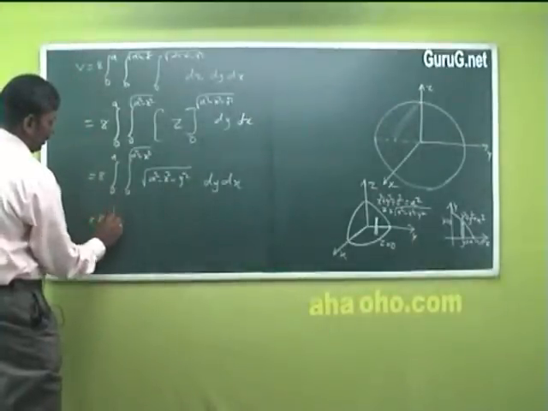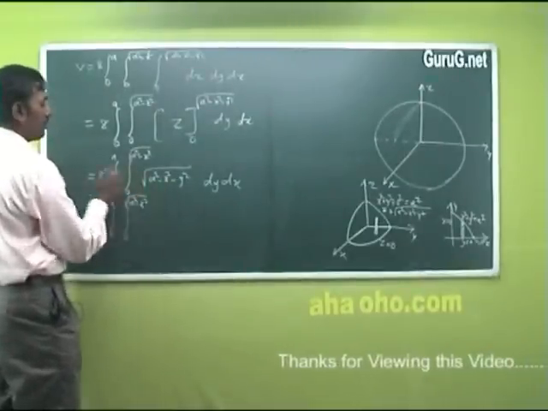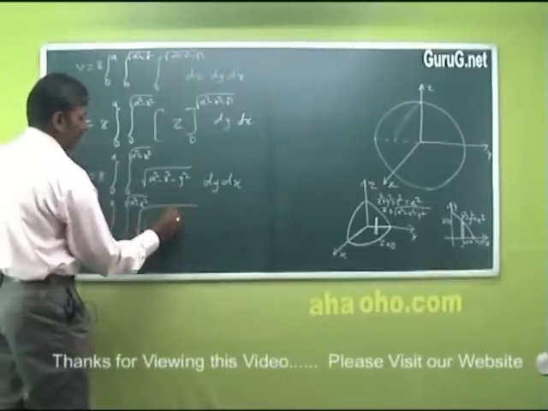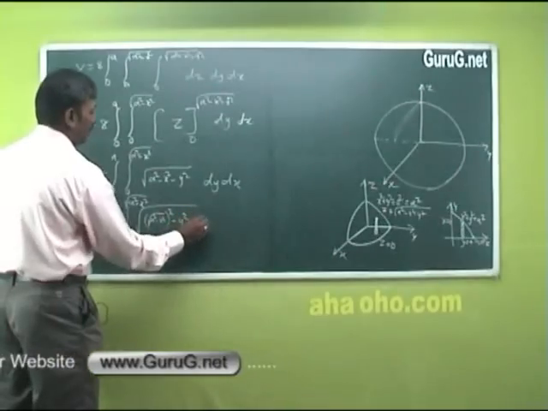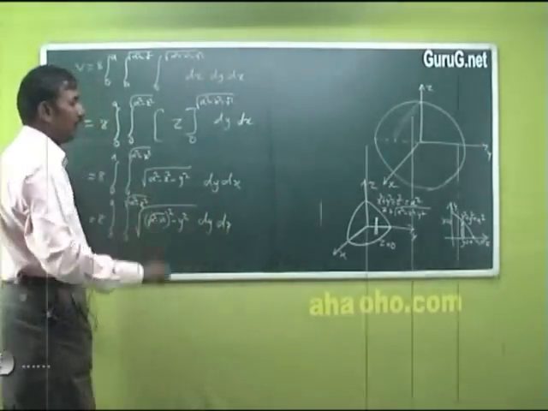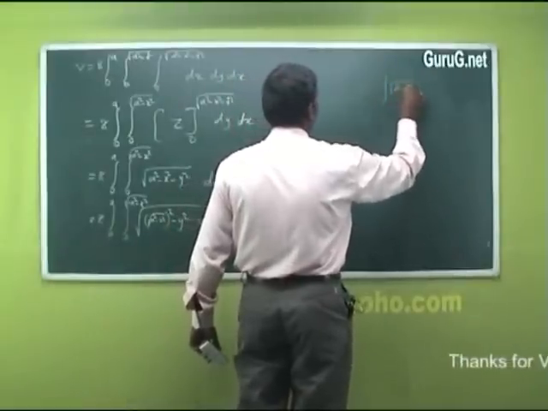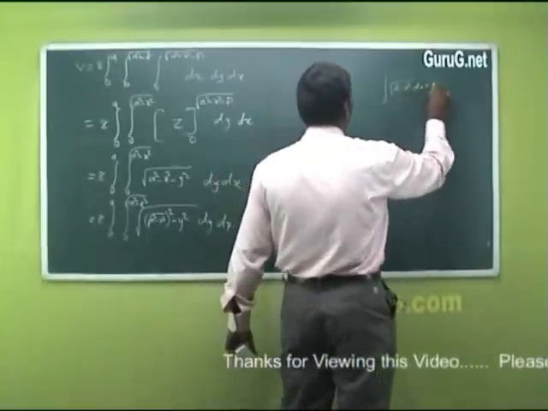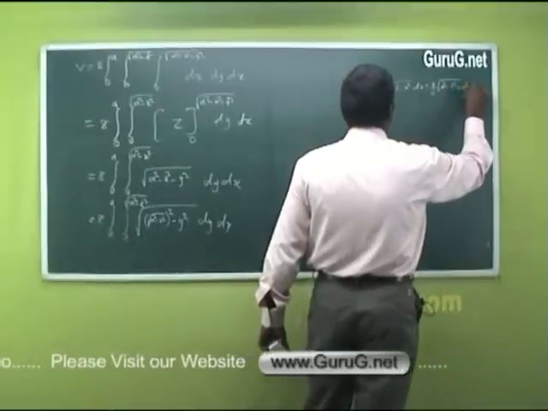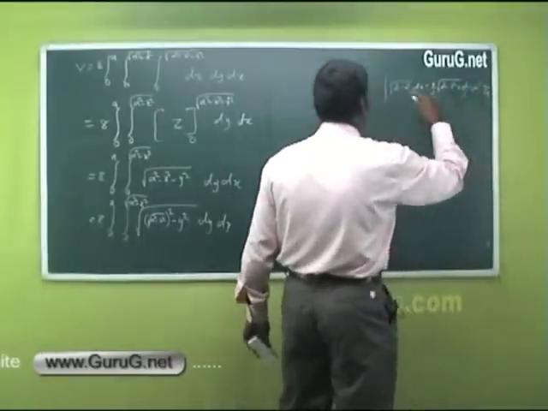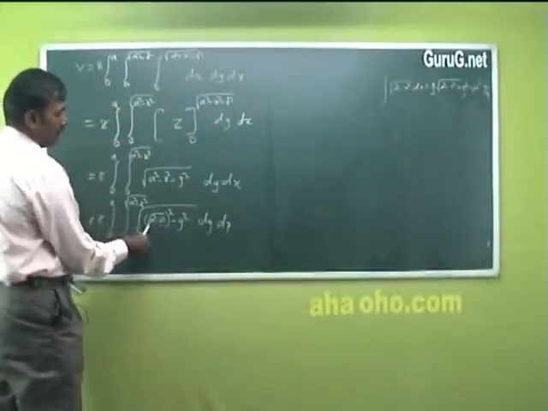Now how can you integrate this with respect to y? You write it like this: root of the whole square of a square minus x square, minus y square, dy dx. Now you know the formula: integral root of a square minus x square dx equals x by 2 root of a square minus x square plus a square by 2 sine inverse of x by a. We compare with this formula, so a is here with respect to y, keeping x as constant.